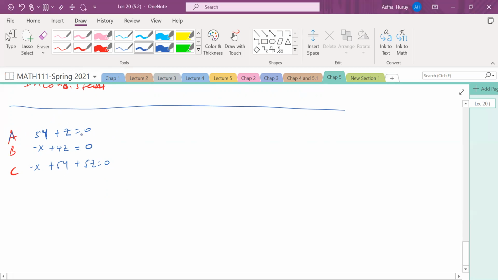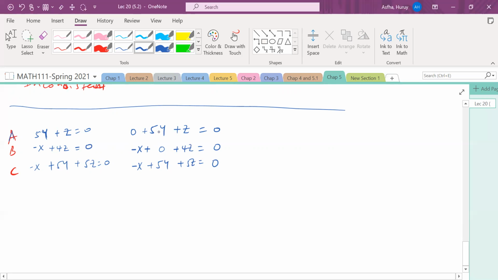So let's rewrite this. I will leave space for the x. I will have 5y plus z equals 0. And then we have negative x plus, here we don't have anything, plus 4z equals 0. This is just 0, you can put a placeholder right here. Okay, and then here we have 5x plus 5y plus 5z equals 0.